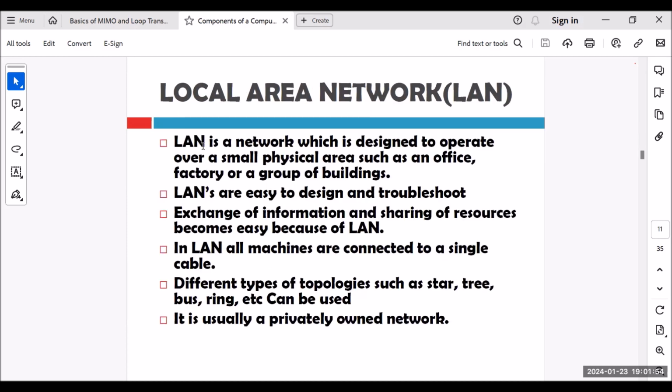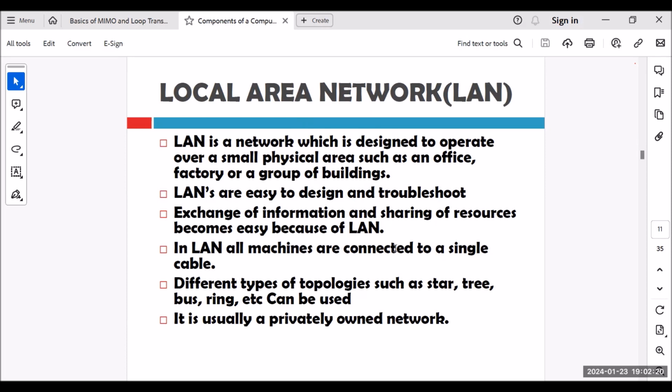Coming to LAN: first and most important of all, it means local area network. As the name suggests, it is designed to operate over a small physical area, such as an office, factory, or a group of buildings. Local area networks are easy to design and troubleshoot. The exchange of information and sharing of resources becomes easy because of LAN.